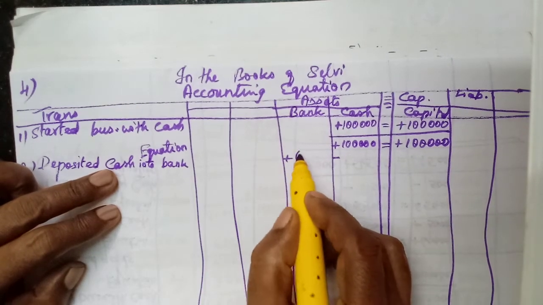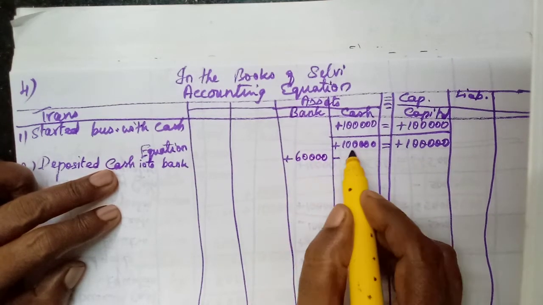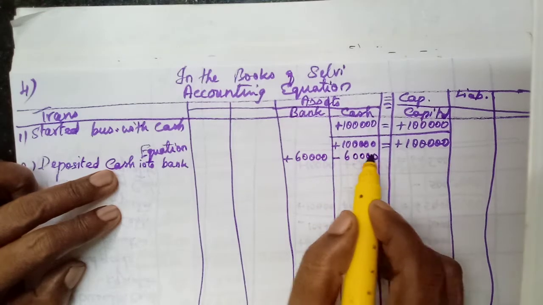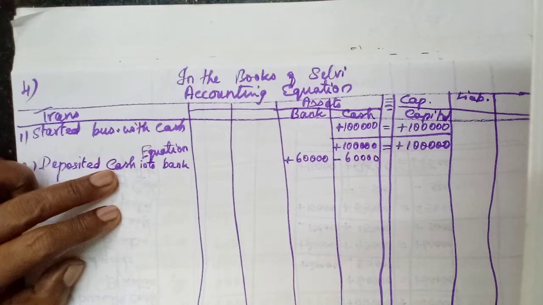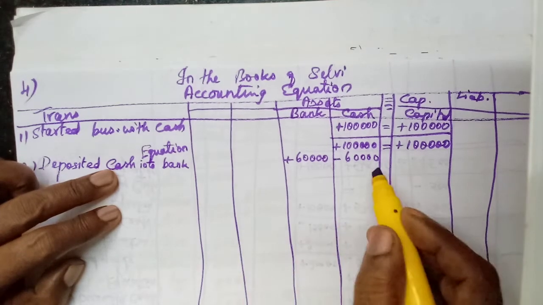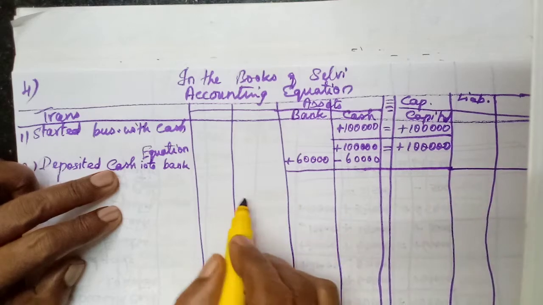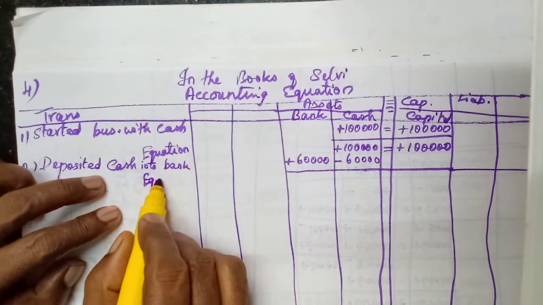60,000. Here 60. Below to this 0 you have to write. Now you draw the line and write the equation.